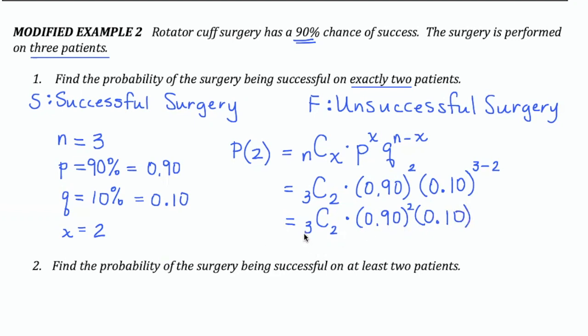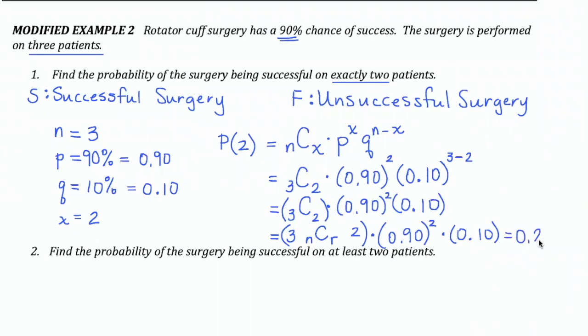When you type this into a calculator, I would always be really careful here and put parentheses around your C, which again, the usual way that gets typed in is you put the 3 first, you hit your nCr key, then you put in the 2, and then you can use your times symbol 0.90, use your exponent key to put the squared on there, and then times 0.10. When you calculate that, you will get 0.243, or roughly a 24% chance that this would occur.